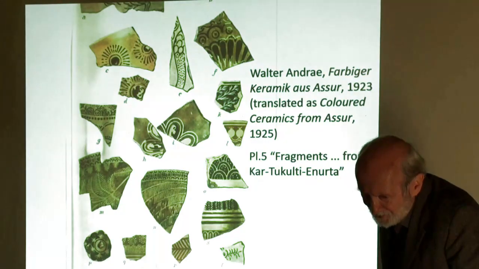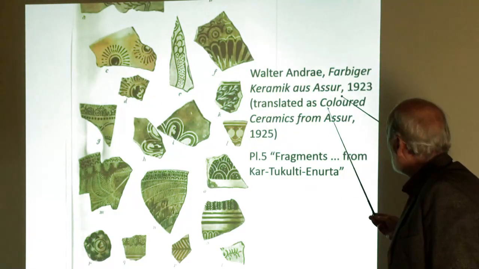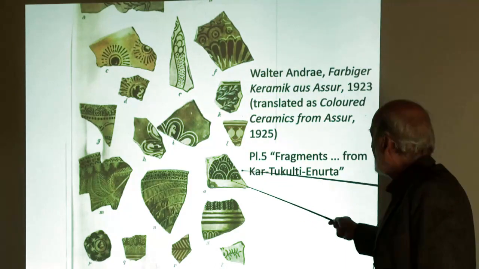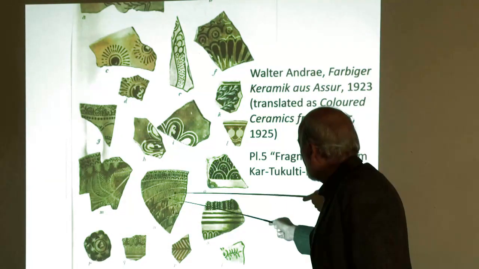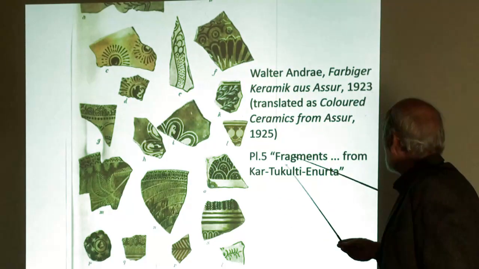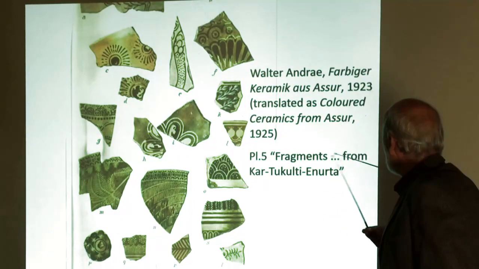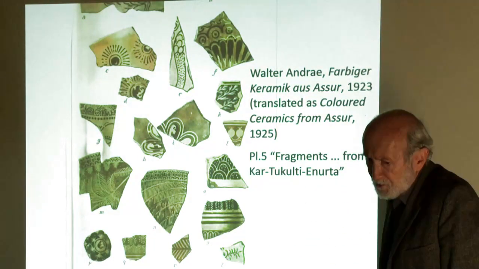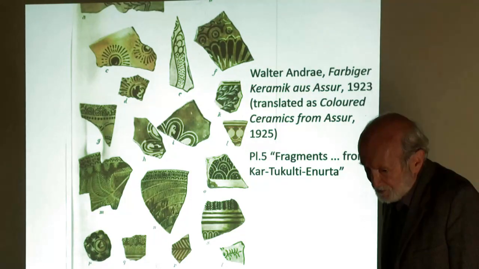And just to prove to you that there is Nuzi ware found at Kar-Tukulti-Ninurta, the First World War-era German excavations found some of this pottery. It wasn't known as Nuzi ware at that time, but again, you can see the black and white designs. And I think a lot of these others are probably Nuzi ware. So there and there. The German book was translated into English as Coloured Ceramics from Ashur, and this plate was called Fragments from Kar-Tukulti-Ninurta. Nowadays we say Ninurta. So we've got that anomaly of the Nuzi ware being much later at Kar-Tukulti-Ninurta, built by Tukulti-Ninurta I.